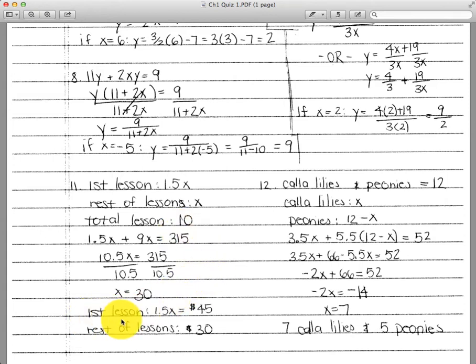When it asks you how much of the first lesson cost, remember that you just solved for how much the rest of the lessons cost. So you need to make sure that you multiply that by 1.5 since the first lesson was 1.5 times as much as the rest.